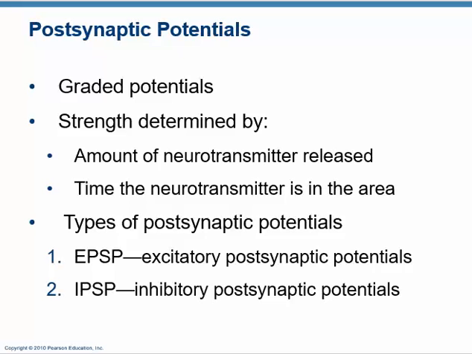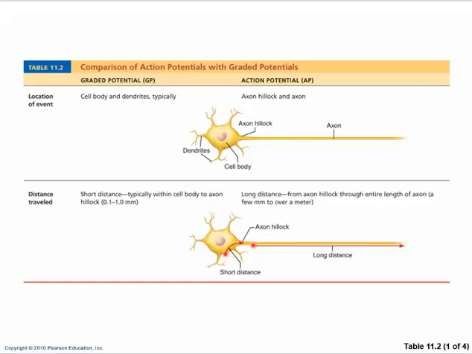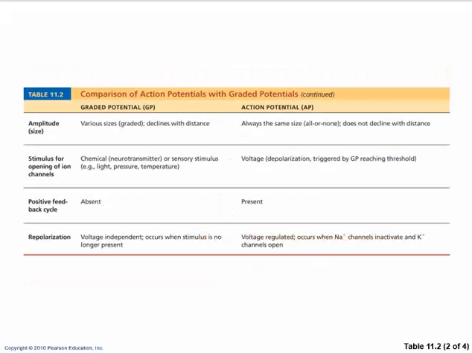So we can have excitatory postsynaptic or inhibitory. And the strength is determined by how much neurotransmitter is released and the amount of time the neurotransmitter is in the area. So if we inhibit the reuptake, there will be more neurotransmitter in the area for longer. And so you will have a stronger stimulus. So we're not worried about graded potentials.